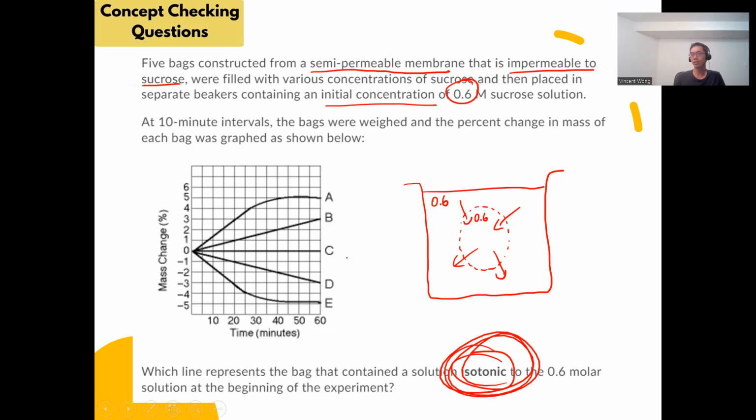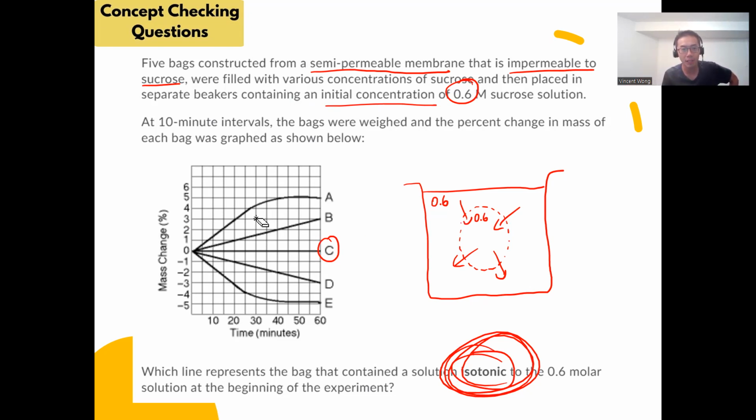Yeah, go ahead, Patricia. I see that you unmuted. Go for it. I think C. C, absolutely. That's the one. It doesn't change because it's isotonic. So never mind all this mumbo jumbo. The key thing here really is that isotonic means there's no change. Things are coming in and things are leaving, but they cancel each other.